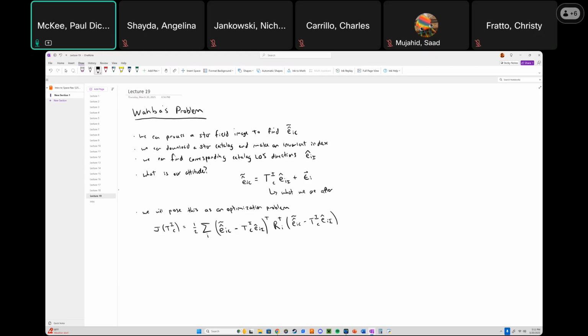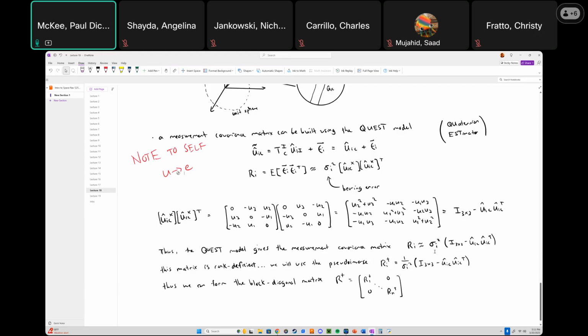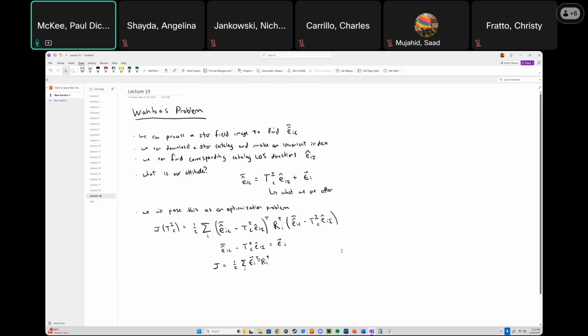So why don't we start with, remember that E_I^C minus T_I to C E_I^I, that's really just our epsilon. That's our noise, right? So you could rewrite this cost function as J equals 1/2 sum over every point in the image of this residual transpose R, the measurement covariance matrix. And it's not a transpose, it's actually a pseudo inverse, the pseudo inverse from the end of lecture 18. I'd like to change these from U's to E's to keep everything consistent. But we talked about R_I dagger, the pseudo inverse of our measurement covariance matrix, and that's what we're about to plug in here. That's going to come back to help us.